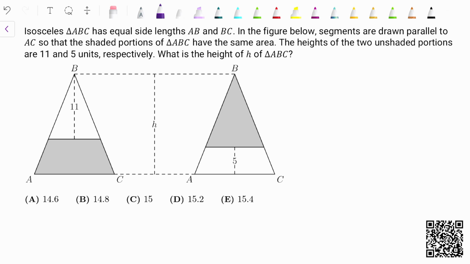Isosceles triangle ABC has equal side lengths AB and BC. In the figure below, segments are drawn parallel to AC so that the shaded portions of triangle ABC have the same area. The heights of the two unshaded portions are 11 and 5 units, respectively. What is the height H of ABC?